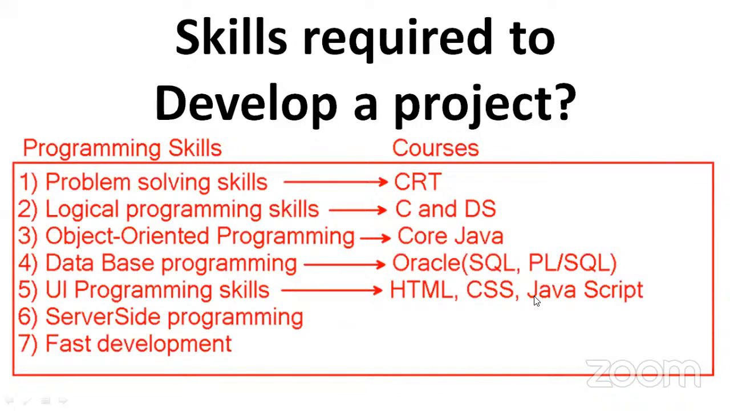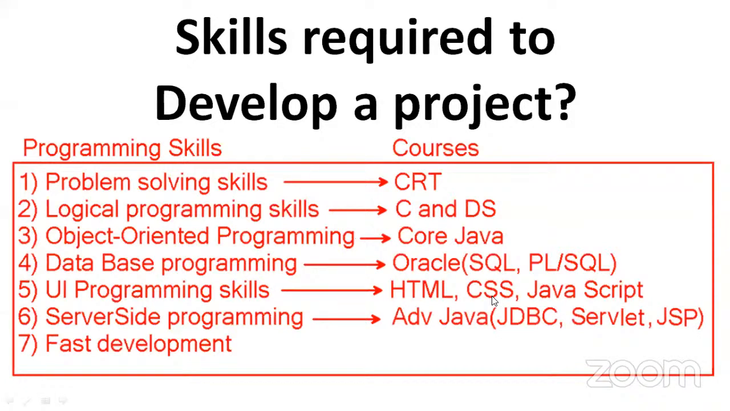And then JavaScript. Then followed by server-side programming. Server-side programming is what? Advanced Java: JDBC, Servlet, JSP. People are calling it servlets, people are calling it JSPs. There is no plural, don't pronounce it that way. JDBC, the technology name is what? Servlet, singular. JSP, singular. Java Server Pages or Java Server Page. Okay. Then fast development is nothing but frameworks, tools and design patterns. So these are your complete full stack development. I am not talking about full stack Java. I'm talking about full stack development.